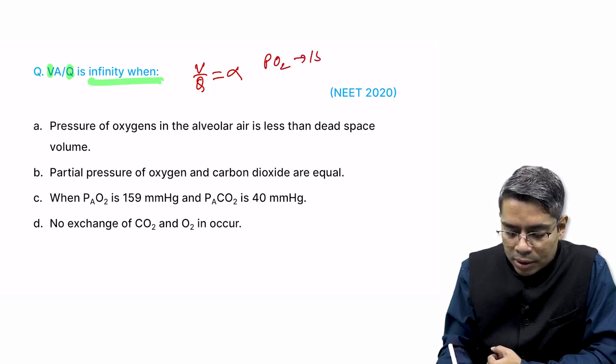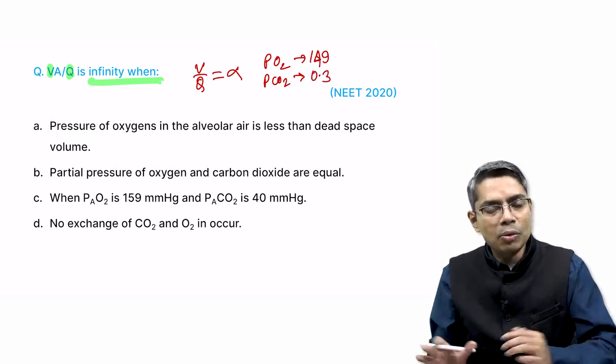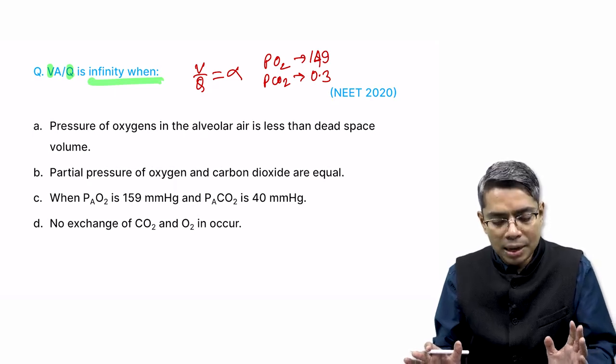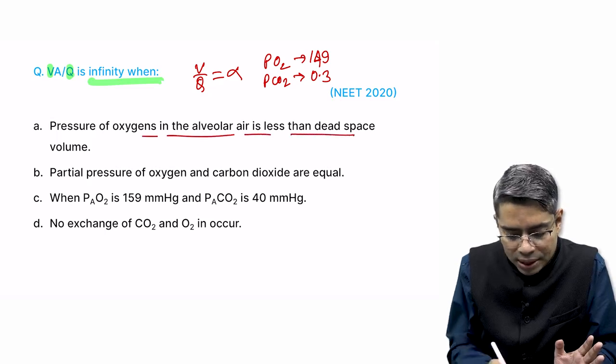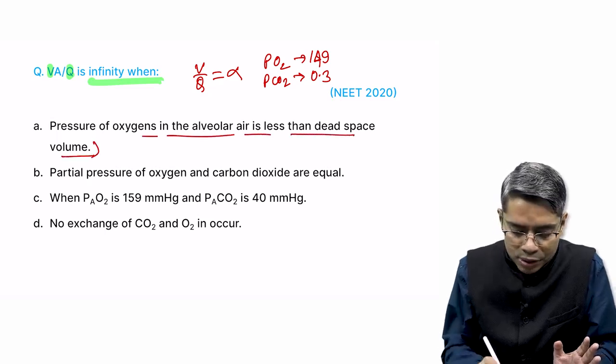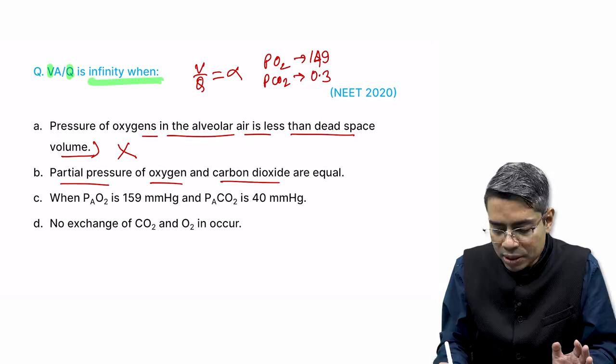It will be 150, I can say, and the partial pressure of carbon dioxide will be nearly 0, that is 0.3 millimeter of mercury. And no exchange of oxygen and carbon dioxide is going to happen in this ratio. So, the option that the pressure of oxygen in the alveolar air is lesser than dead space volume: no, it is the same as that of the conducting zone. So, this is not true. Partial pressure of oxygen and carbon dioxide are equal: obviously, this is not true.